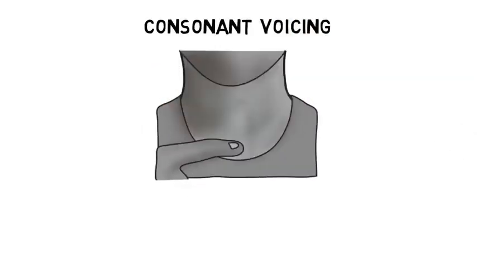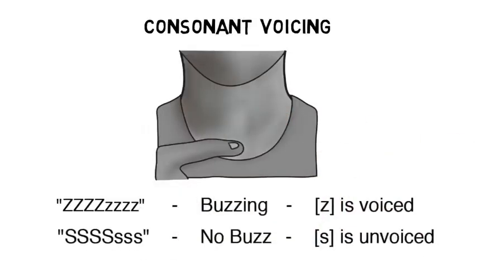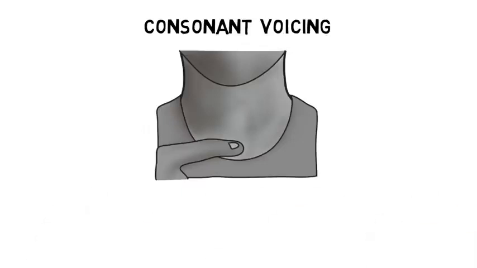You can get a feel for this by putting your hand on your throat and saying zzz. You should feel buzzing in your throat. And that buzzing means that Z is a voiced consonant. If you do that exact same thing, but instead you say s, you'll find that there is no buzzing. S is the unvoiced version of z. Now, S and Z make for easy-to-follow examples of voicing because you can sustain them for a long period of time.